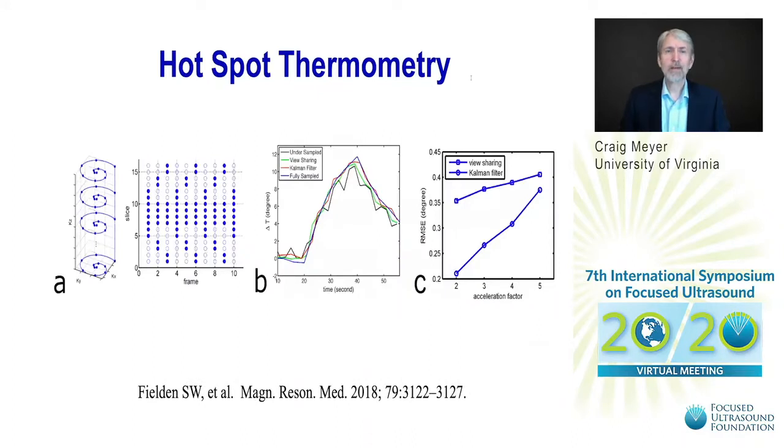While this method is fast, it can be accelerated even further using the Kalman filter. The idea here is that we subsample k-space, and then we fill in the missing data using a Kalman filter, which is a type of learning filter that does not require pre-training. This works much better than a standard method known as view sharing.